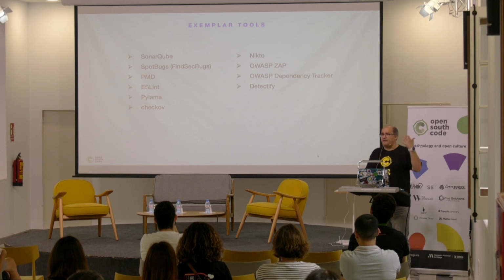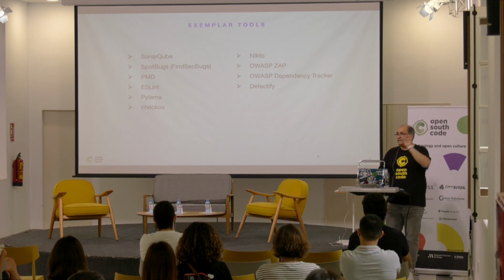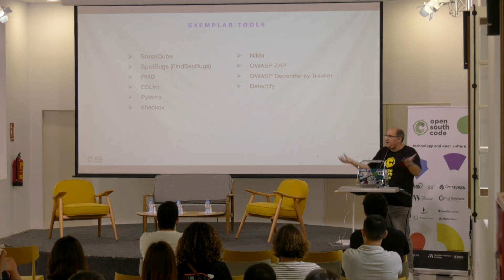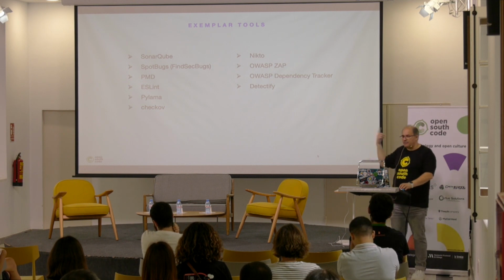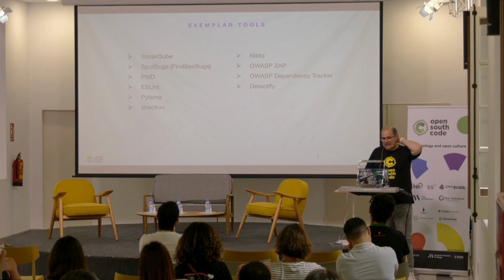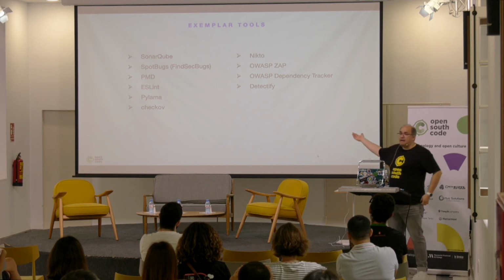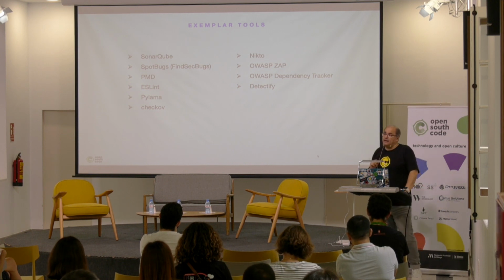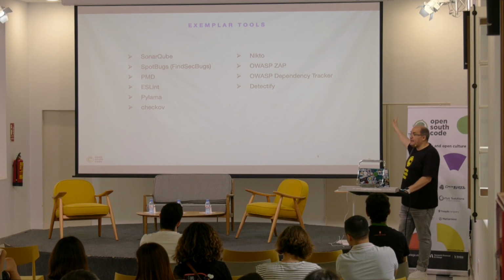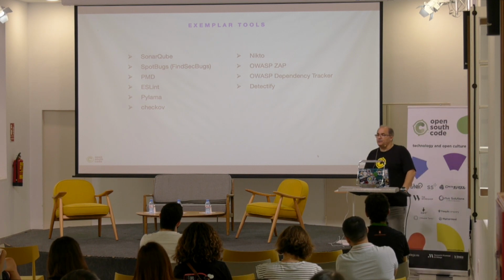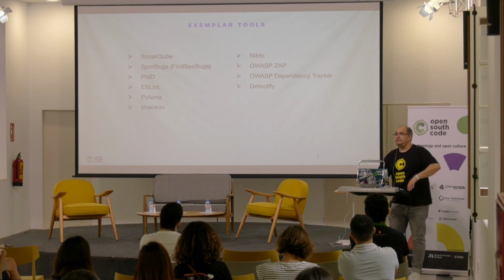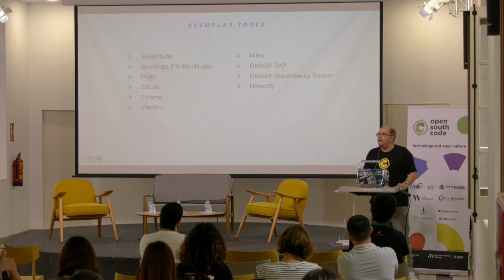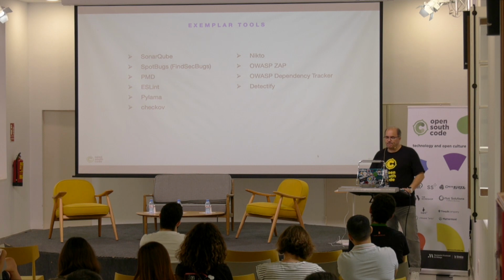Example tools, as I mentioned before: we have SonarQube, SpotBugs, and FindSecBugs, which is a complement of SpotBugs that you can also put inside SonarQube. You have everything in one place. We have PMD, which can also be used from SonarQube or independently. We have ESLint, PyLama for Python, and Checkov, also mentioned before. We have Nikto or ZAP for dynamic application security tests. We have Dependency-Track for identifying issues in our dependencies, and we have Detectify, which is also open source. Well, there is a commercial version, but there is also an open source community version that you can use.